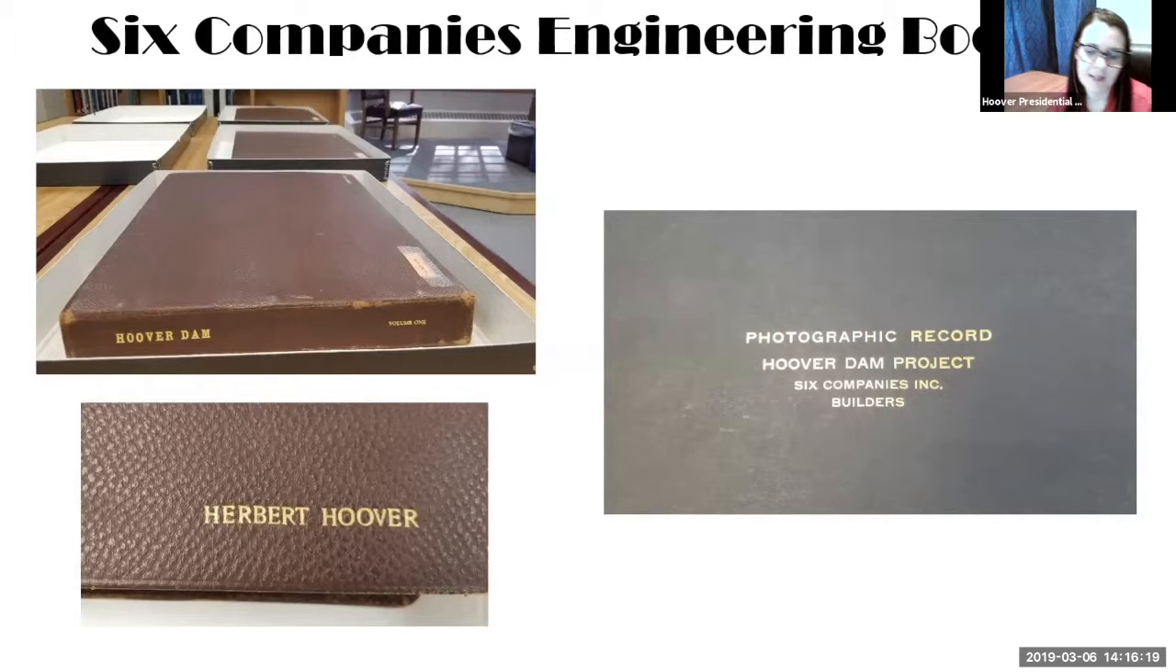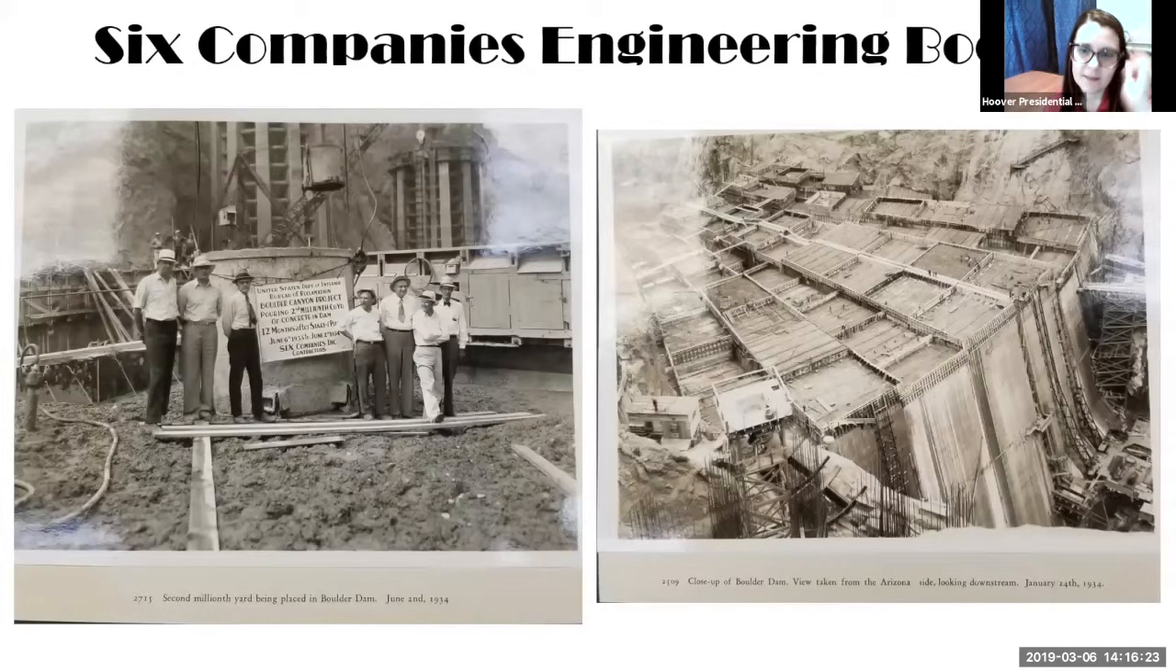And you see they had it embossed for Herbert Hoover. These are some pictures from inside of that book. This is one of my favorites. It says, the United States Department of Interior, Bureau of Reclamation, Boulder Canyon Project, pouring the 2nd millionth cubic yard of concrete in the dam, 12 months after the start of the project. And 6 companies, contractors is on there.